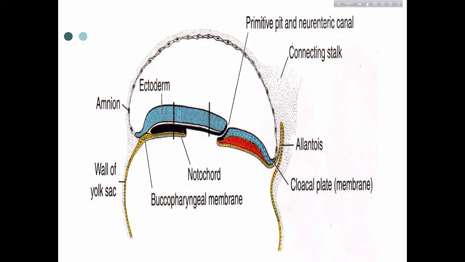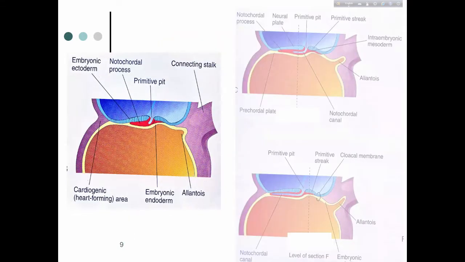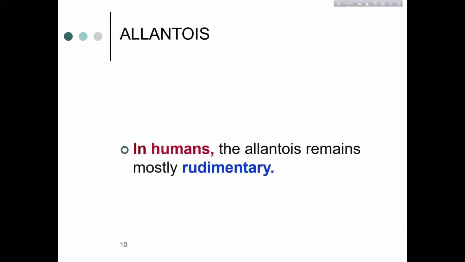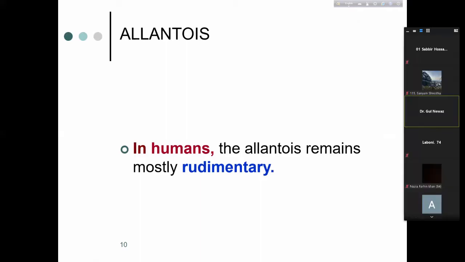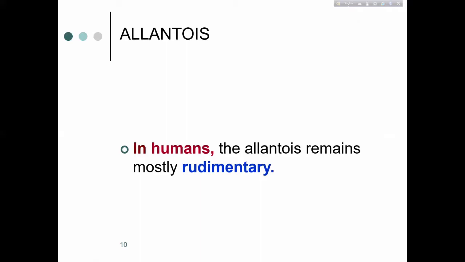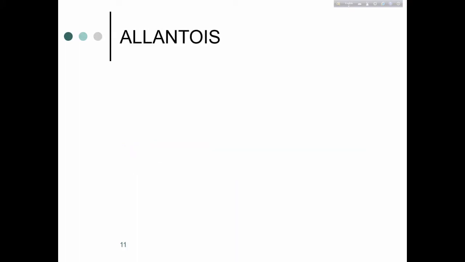So we see this one, and then the clinical correlate next. In humans, the allantois remains mostly rudimentary. There is not even full function of the allantois, and usually it disappears. But if it remains, there are some clinical conditions. I will talk today a few sentences about it.